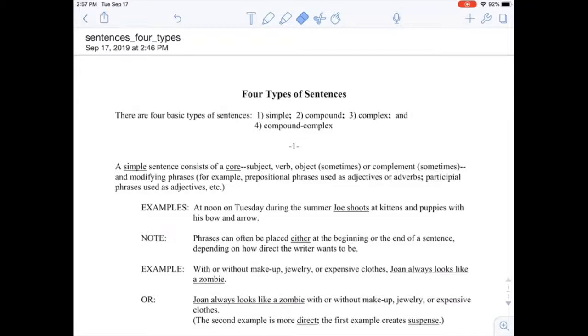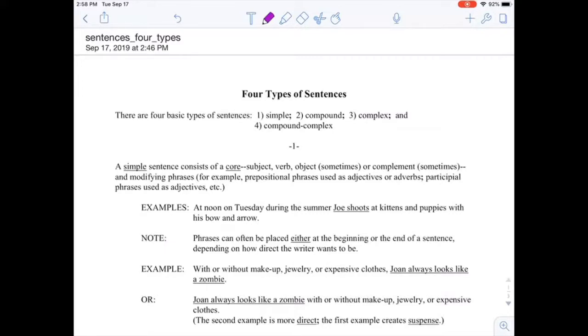Okay, so let's talk about the 4 types of sentences. There are 4 basic types: simple, compound, complex, and compound complex. Let's start with the simple sentence. Basically, with a simple sentence, you have a subject and a verb, sometimes an object, or sometimes a complement. You can also have some modifying phrases, but they're not necessary.